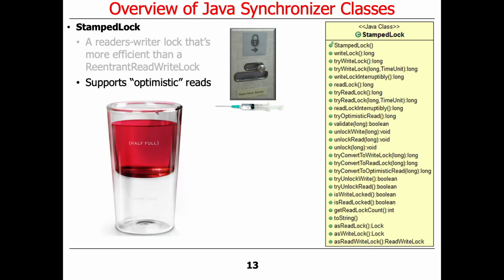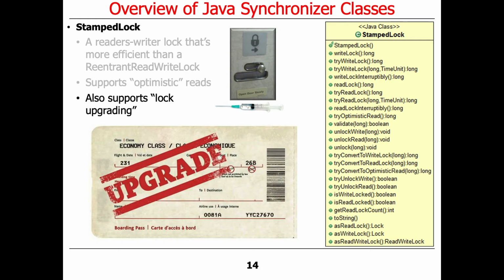And one of the other things it does is it supports optimistic reads. And we'll talk more about what an optimistic read is when the time arrives. But an optimistic read assumes there is no contention for a resource. And therefore, in that case, when there is no contention, it's super fast. There's really literally no locking overhead at all. Another feature that a stamp lock supports that is unique relative to a Reentrant read-write lock is lock upgrading. So you can upgrade the lock from a read lock to a write lock efficiently.